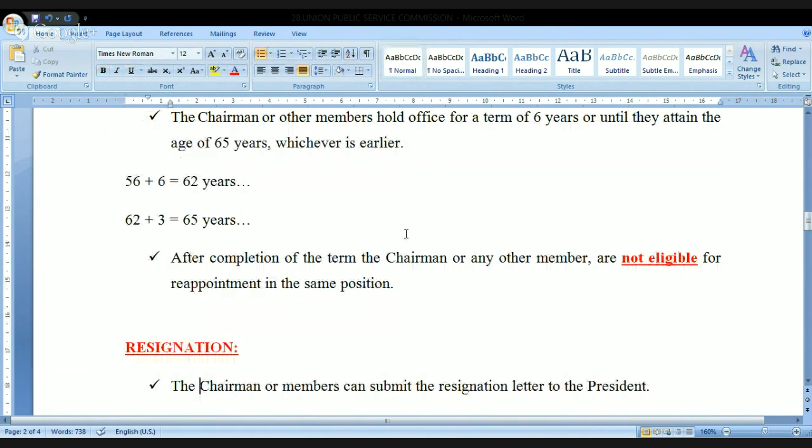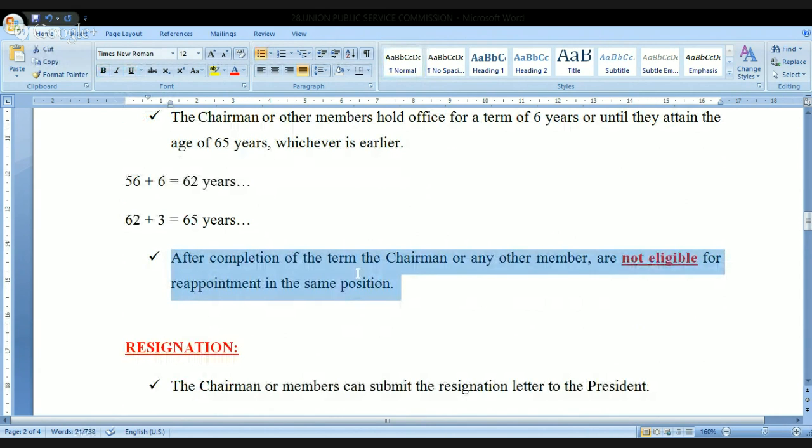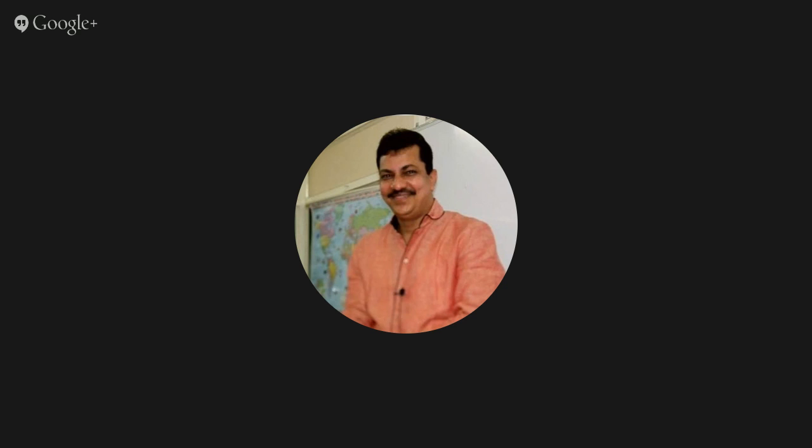Look at this. After the completion of the term of the chairman or any other member, they are not eligible for reappointment in the same position. Kindly observe this. What is the meaning of reappointment? Reappointment is nothing but, say for example, the chairman has completed the term of 6 years, but he attained the age of 63. Example.